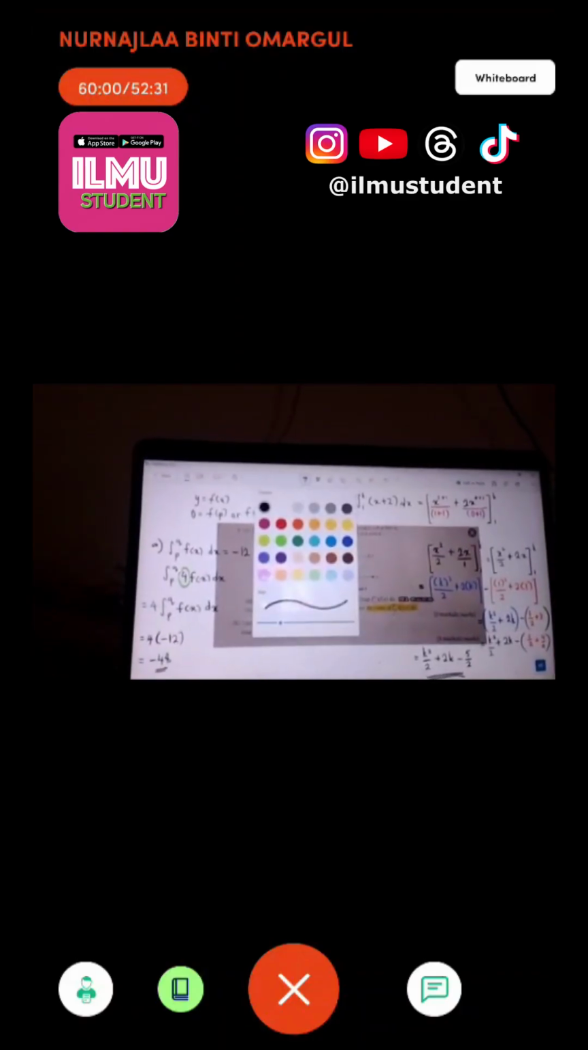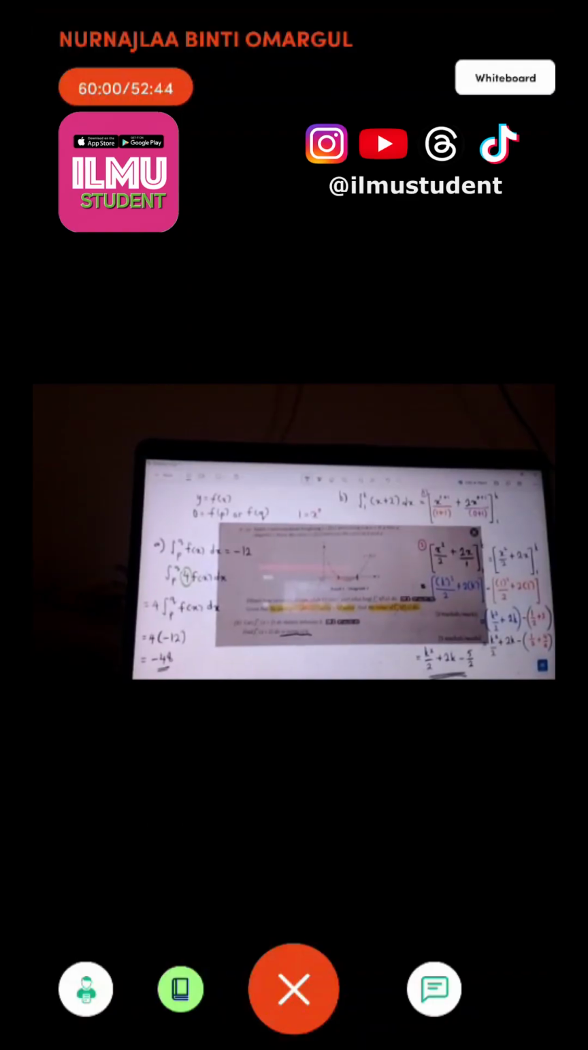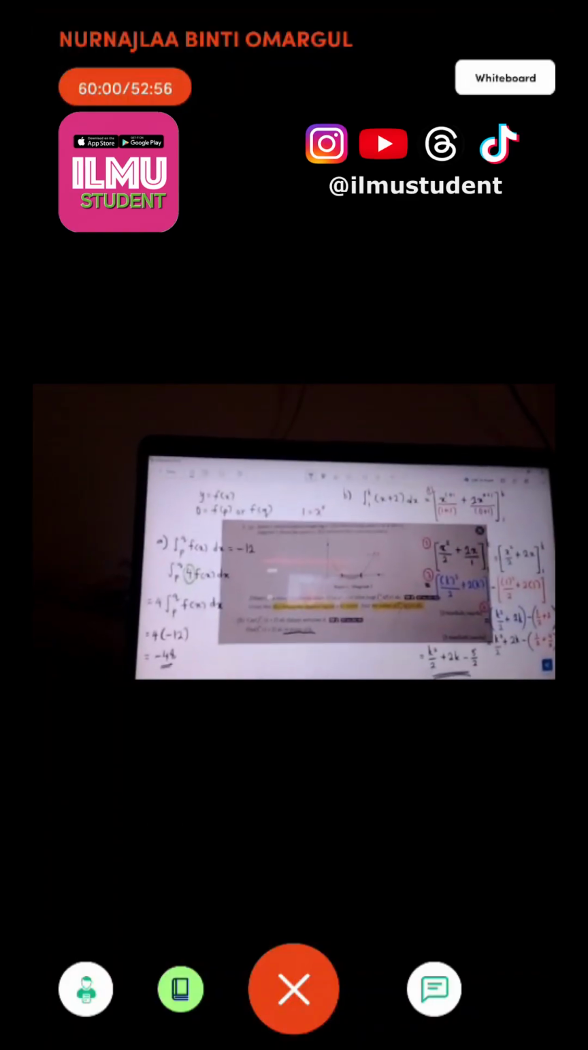Okay. I will relist the steps one by one. First one is this step. Second one is this step. Third one is substituting steps. And the fourth one is this step.